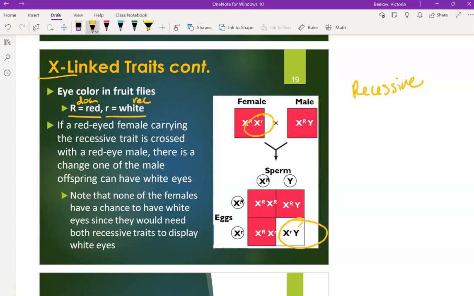So she's carrying the recessive trait and she's not displaying it herself. However, she passes it on to a male and she happens to give him that X chromosome, then he would display that trait. So again, this is why X-linked recessive traits are more common in males. Like this right here, this is a male fly because he's XY. And this is how, in a lot of families, a female could be carrying a trait and not know it and pass it on to her son, who then could display the trait.